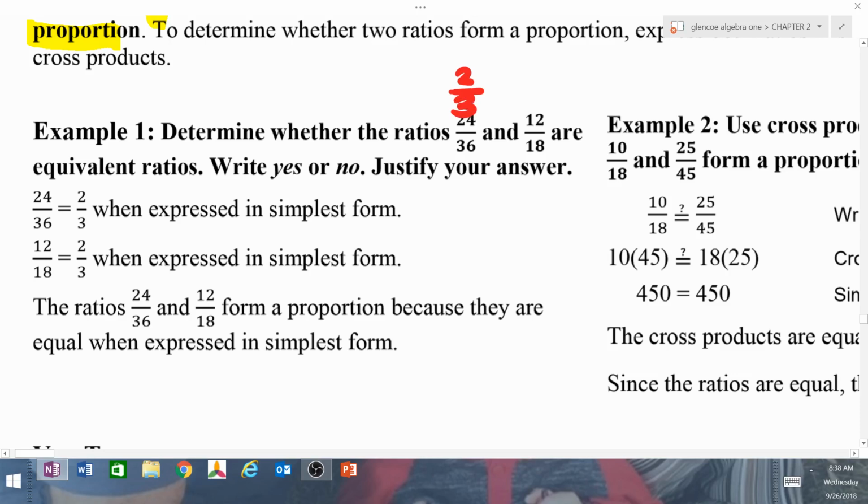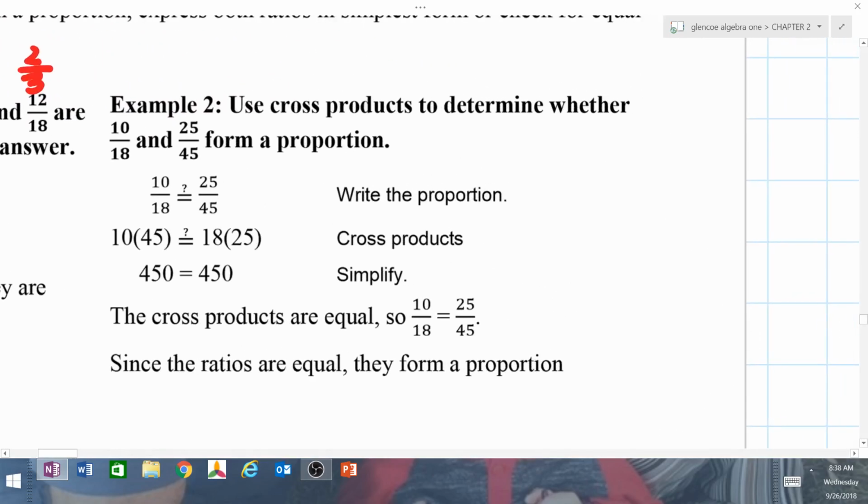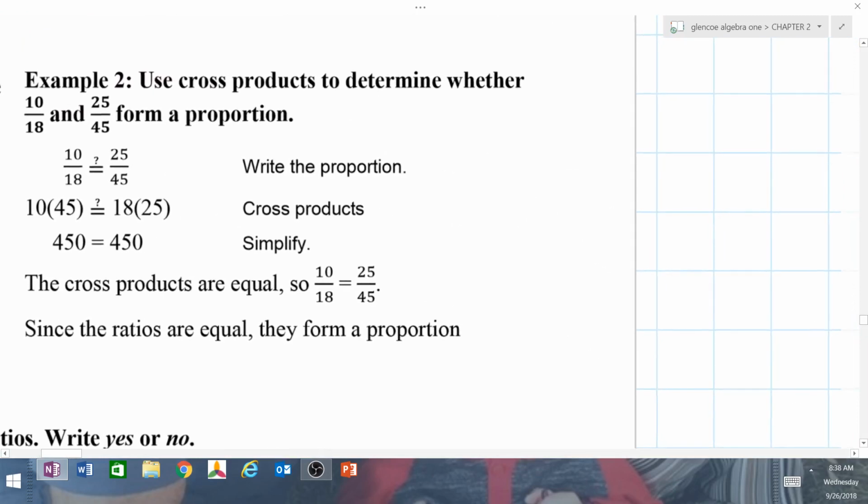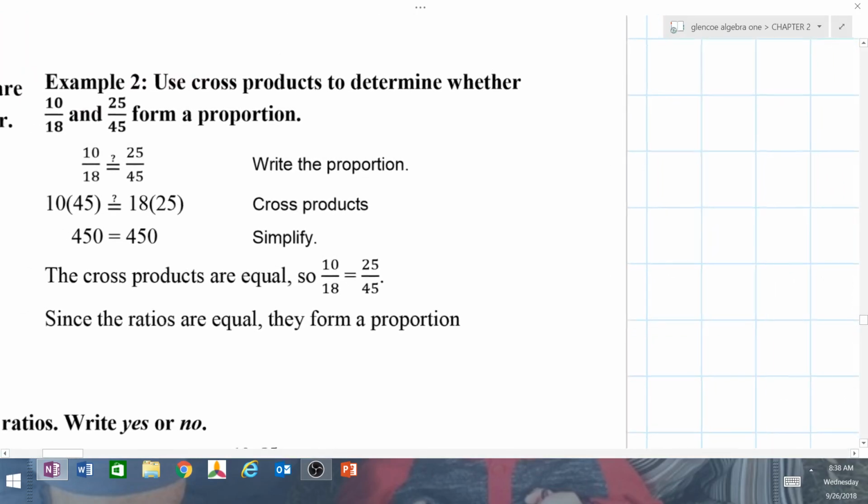12 over 18, they are both divisible by 6, and that would also give me 2/3. So the ratios 24 over 36 and 12 over 18 form a proportion because they are equal when expressed in simplest form. Now, if that doesn't go well with you, there is another way to do it. You can use cross products. This will work every single time.